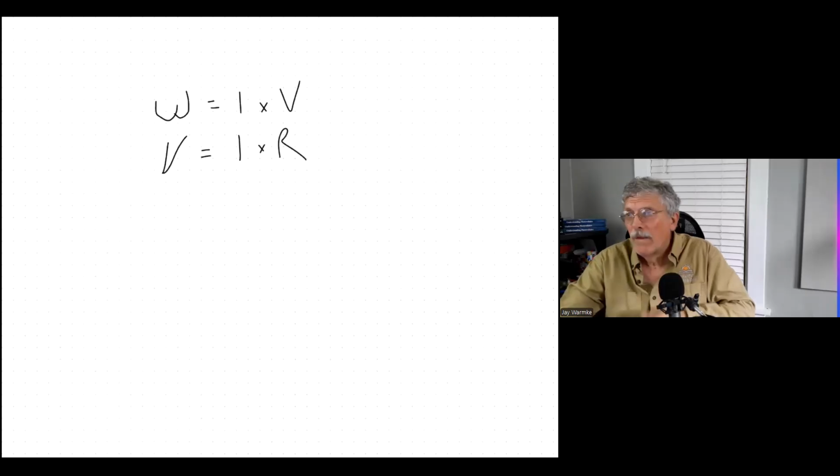Okay, the first one is the power equation, which is watts equals amps times volts. So that's the power equation. The second one is Ohm's law, which is volts equals amps times resistance, or V = IR. I always just think of it as V = IR. So this is known as Ohm's law.